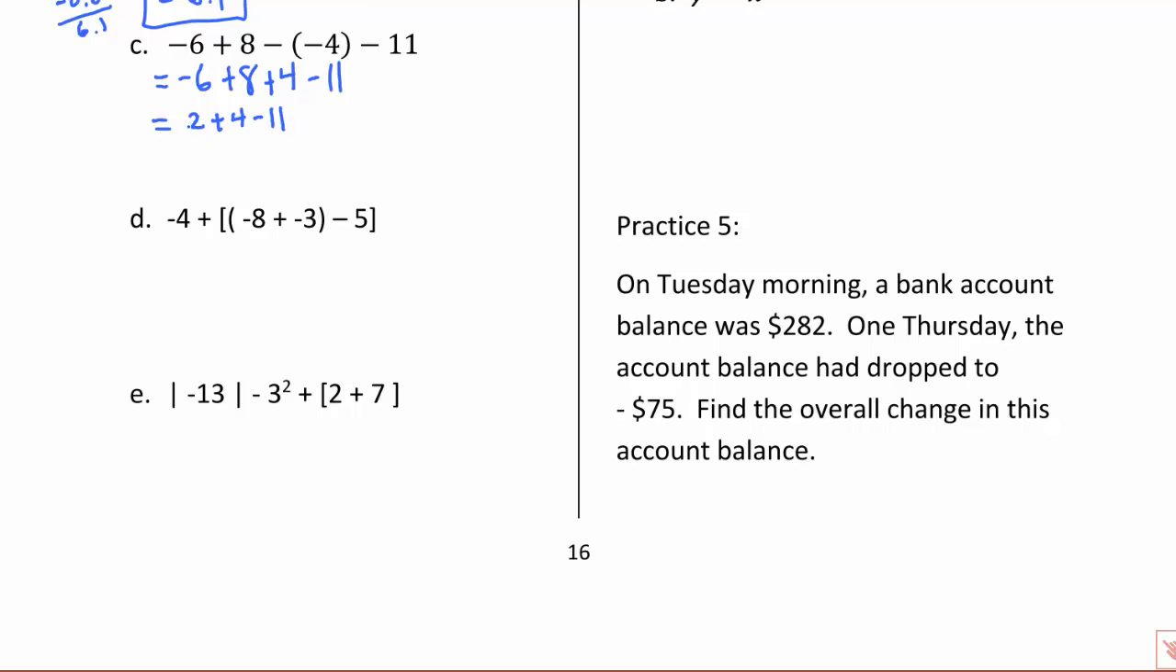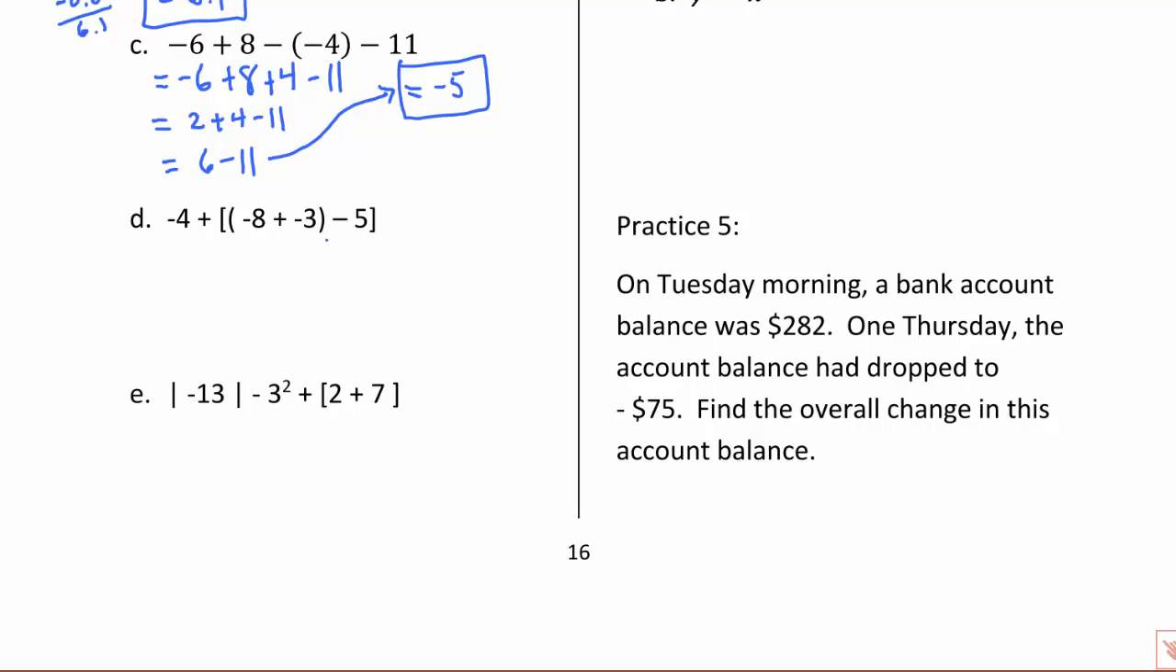Working with these two, we get positive 2, positive 4, same signs, so we add them. 2 plus 4 is 6, and I use those signs. And then I have the minus 11 there. 6 minus 11, they're opposite signs, so I'm going to subtract them. 11 minus 6 gives me 5, and I use the sign of the larger number, which is negative. So this is going to give me negative 5.